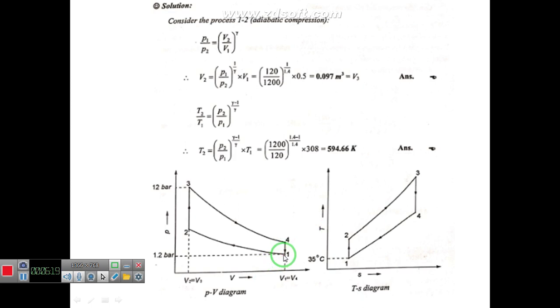This shows the PV diagram. The 1 to 2 process is the adiabatic compression. 3 to 4 is the adiabatic expansion process. 1 to 4 and 2 to 3 are the constant volume processes. Correspondingly, we are drawing the TS diagram.